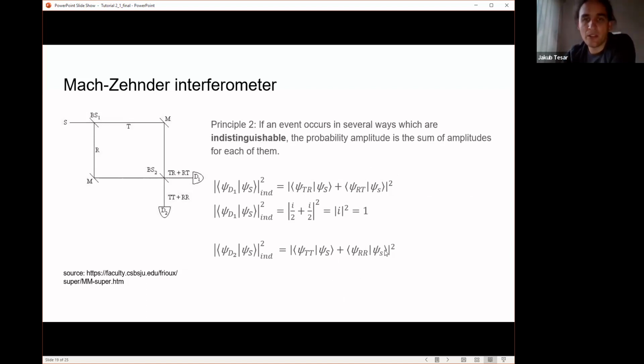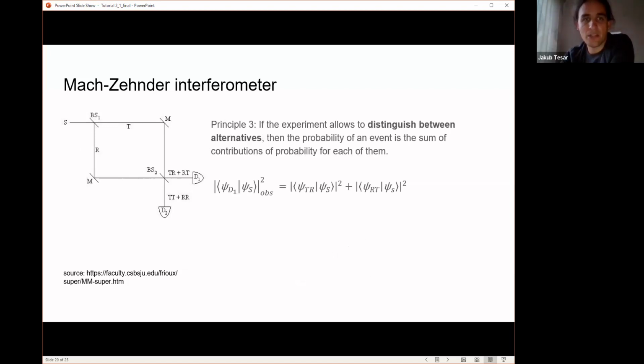Once again, if we cannot distinguish the paths, we first sum the amplitudes, and as there are 1/2 and -1/2, we will get 0 amplitude, and if we square it, we will get 0 light coming to the detector 2. Yeah, and I will just conclude with principle 3.